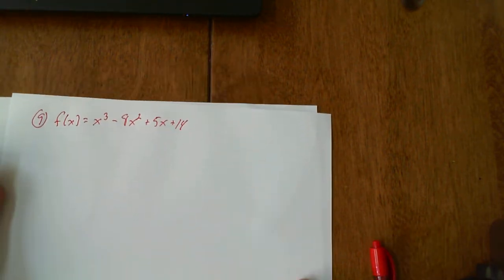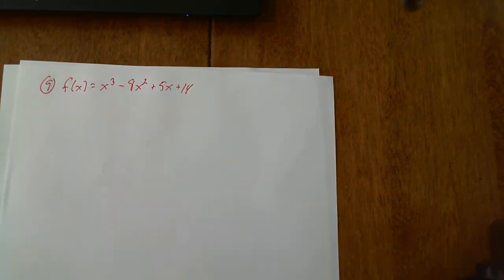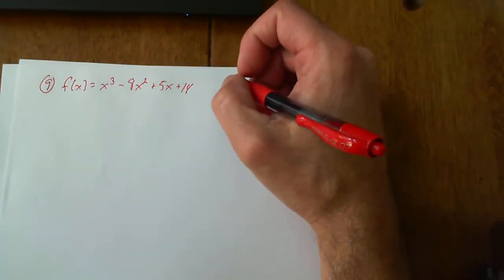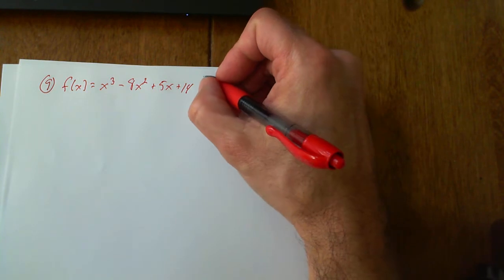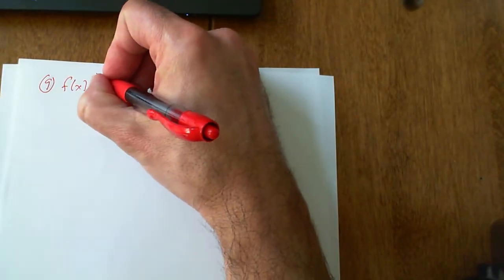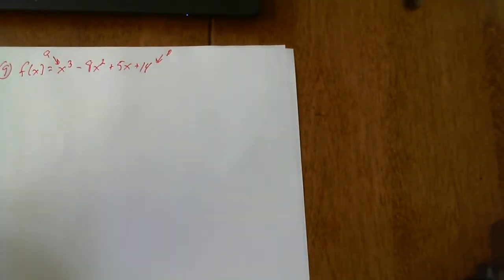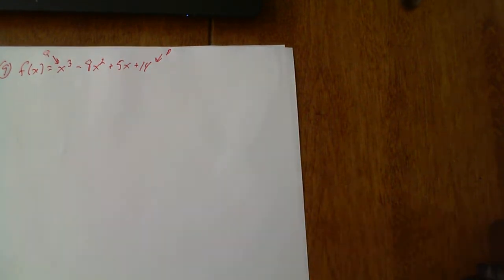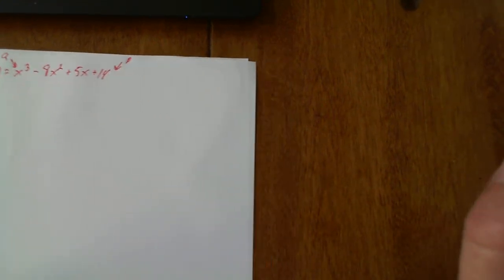Okay. So number 9 asks you to factor this completely. I do not give you a factor. So what we have to do is figure out our P and our Q. There's our P. And then the coefficient in front of x cubed is our Q. So let's figure out our factors of P. P is 14. So what are my factors of 14?